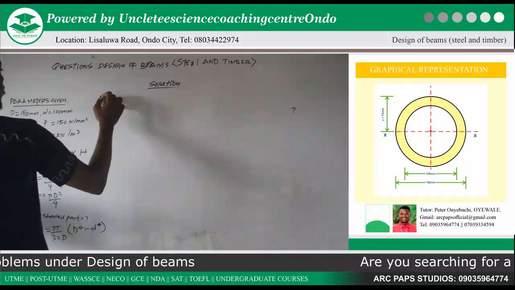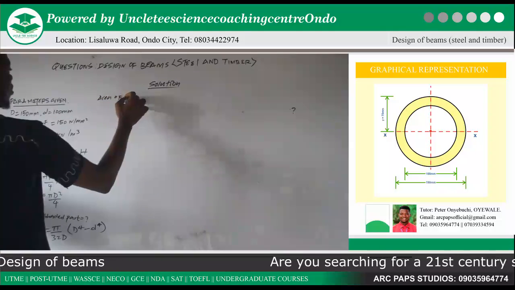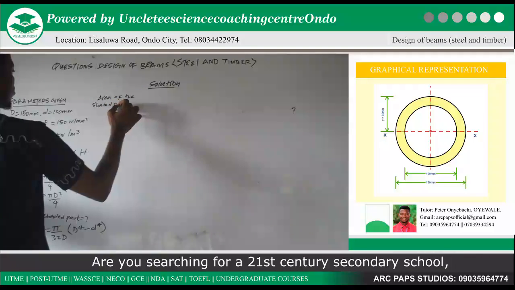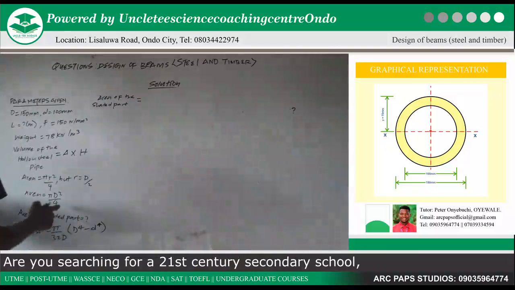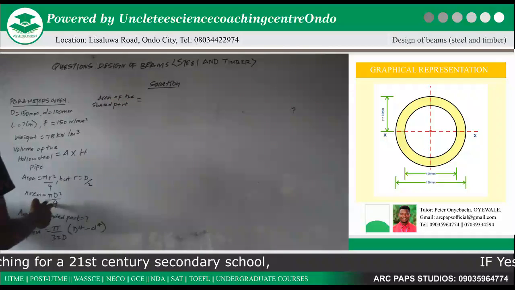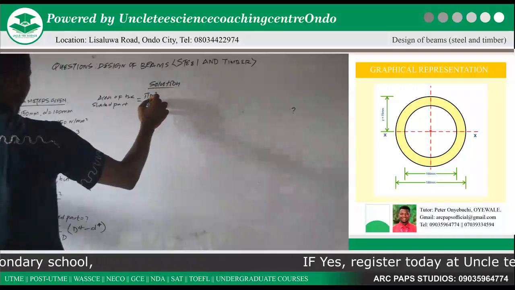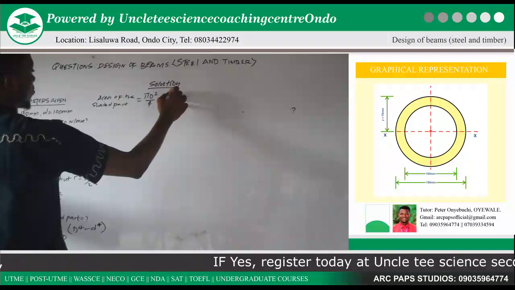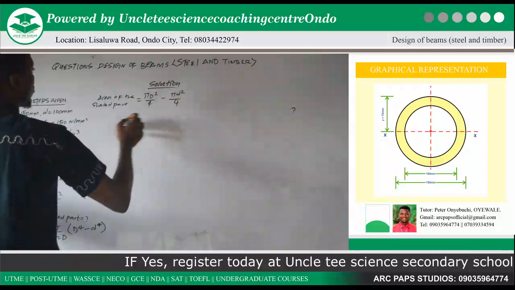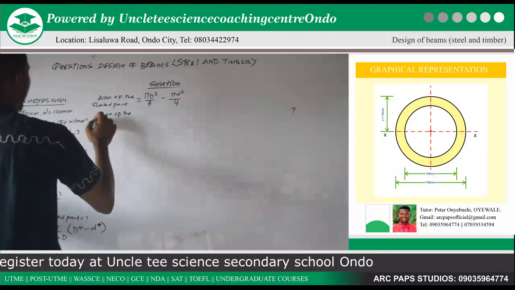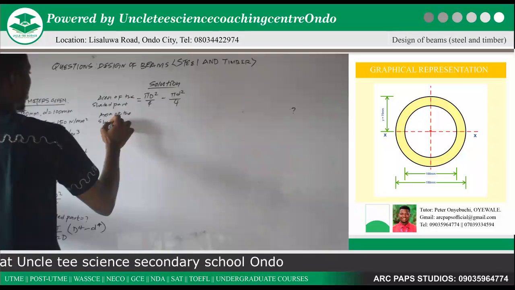Now in this particular section, we are dealing with a circular tube, and at the beginning of the tutorial, I've proven the formulas for how our Ixx and our Zxx, the formula for finding the moment of inertia and sectional modulus of a circular tube. Now before we proceed, we have to find the area of the shaded parts.